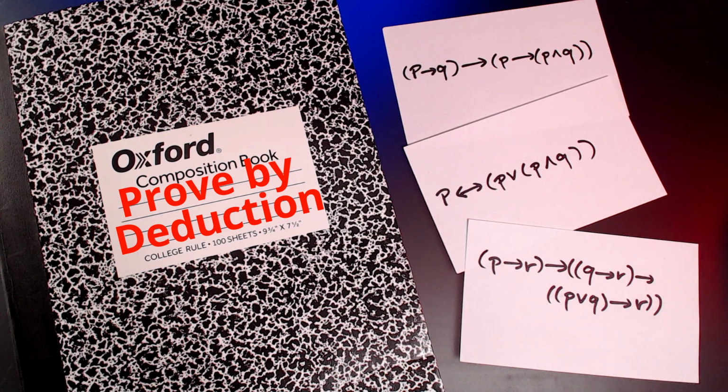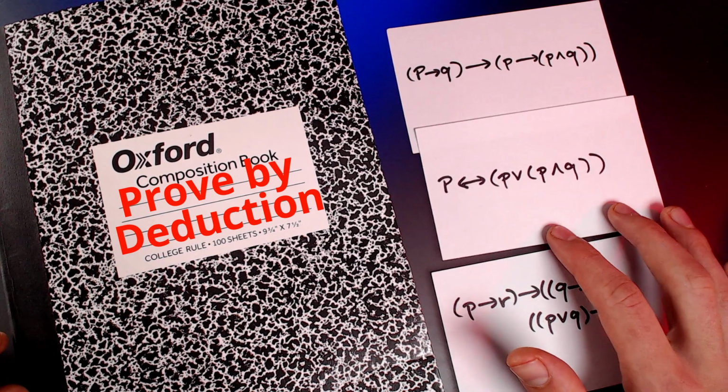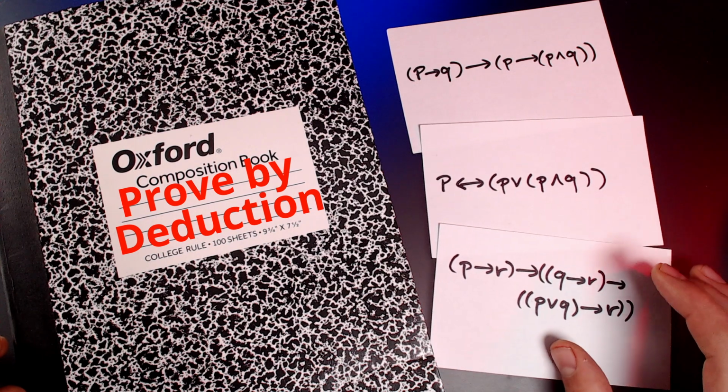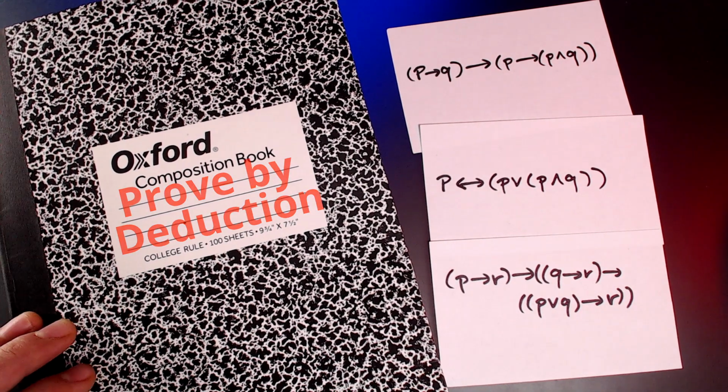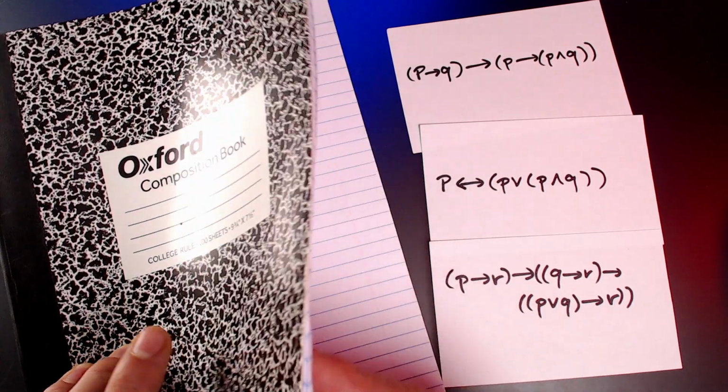Hello everyone, C's here, and today we're going to prove that the following are tautologies by using rules of deduction. So let's go ahead and get started.